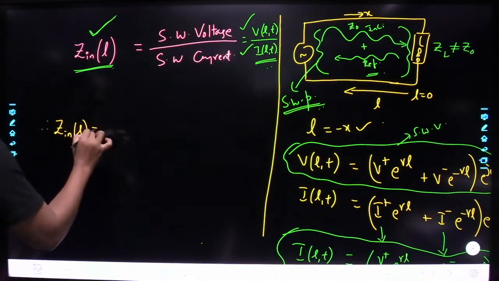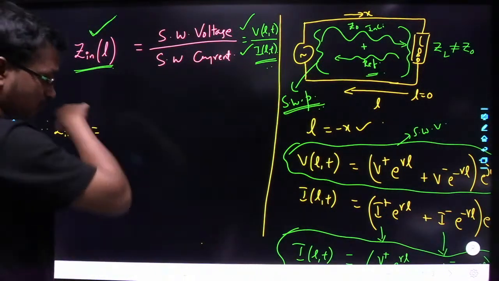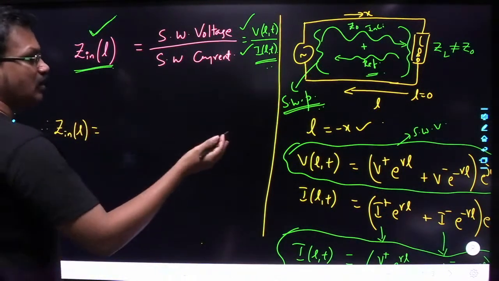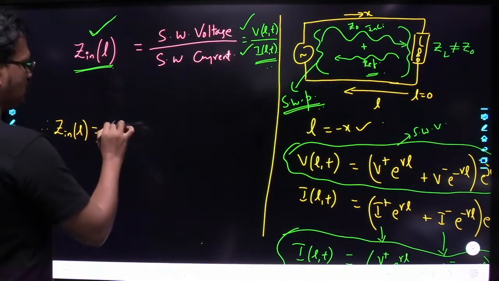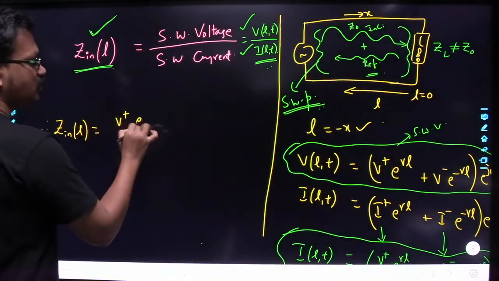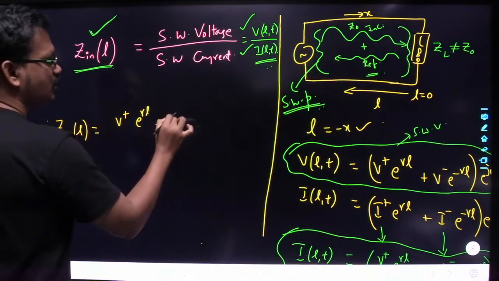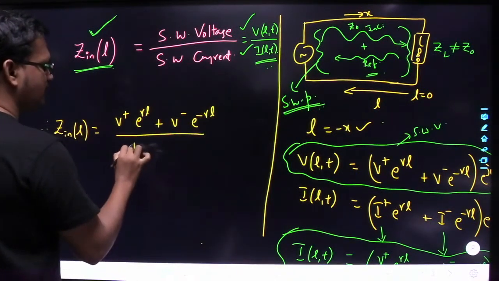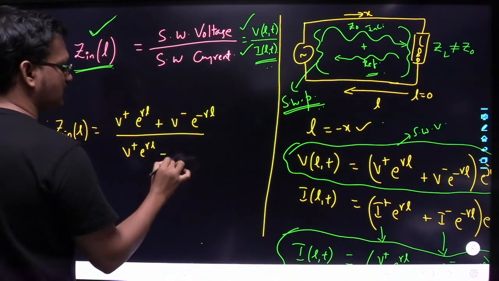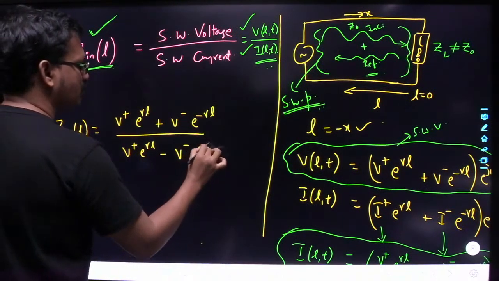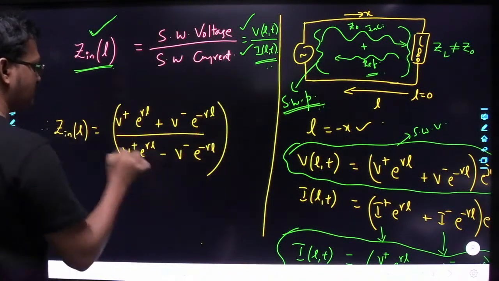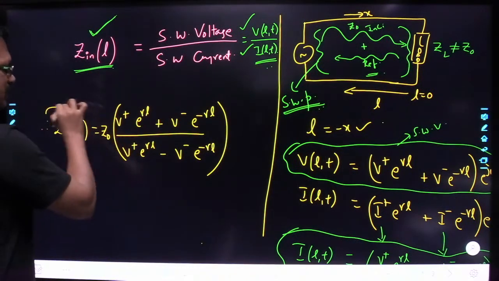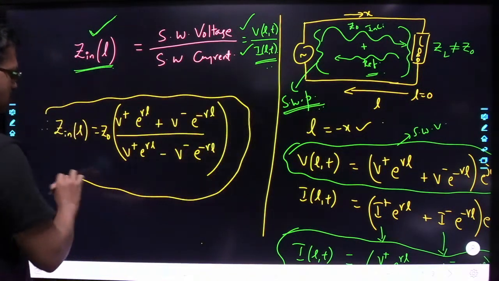We got Zin of L is equal to what? We got V plus into e power gamma L plus V minus into e power minus gamma L, divided by V plus into e power gamma L minus V minus into e power minus gamma L, multiplied by Z0. Understood? Okay.